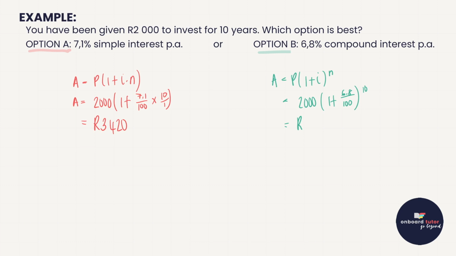So 2000 (1 + 6.8/100)^10, and we get an answer there of 3,861 Rand and 38 cents. Remember, we round off to 2 decimal places because it's rands and cents. And so now we can conclude option B is definitely best because it makes more interest.